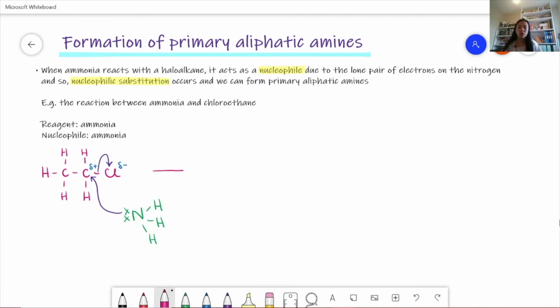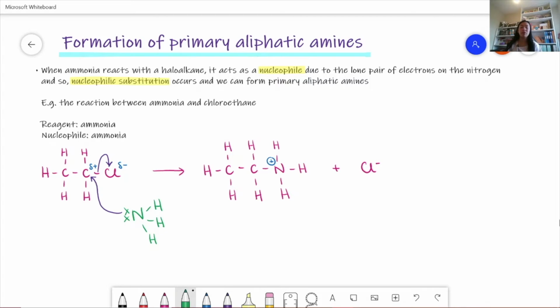So what we form is CH3CH2NH3. We've substituted the chlorine for this ammonia. And we also form Cl- because that's what we've taken out, because the electrons have moved towards this chlorine to make it negatively charged. Something really important to remember is that because the nitrogen has donated electrons to the carbon to form a covalent bond, it is now positively charged.